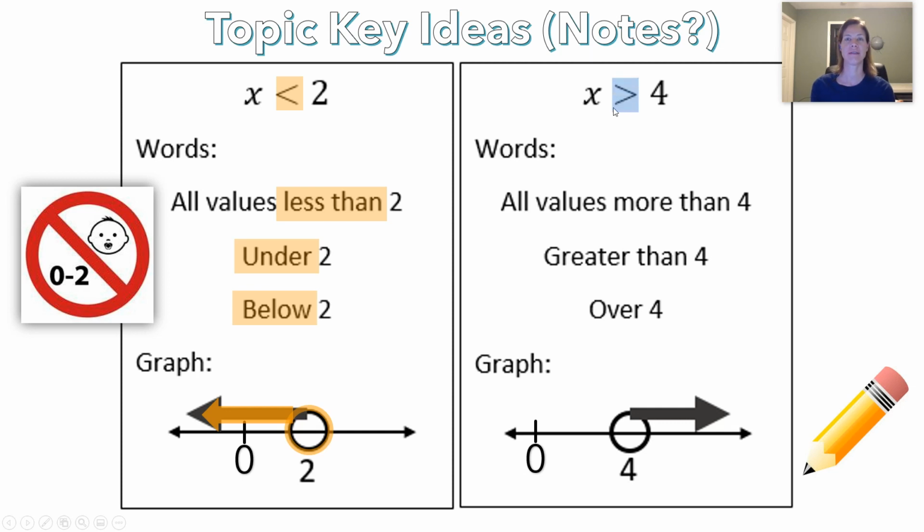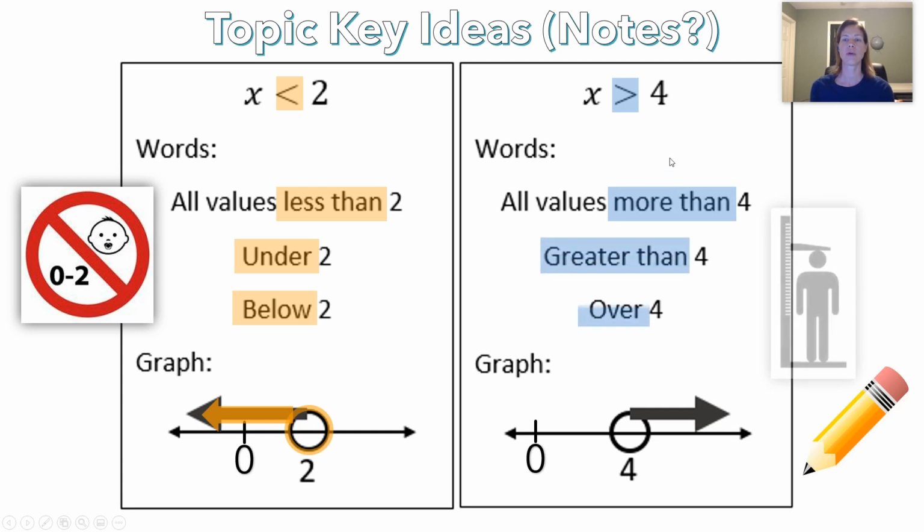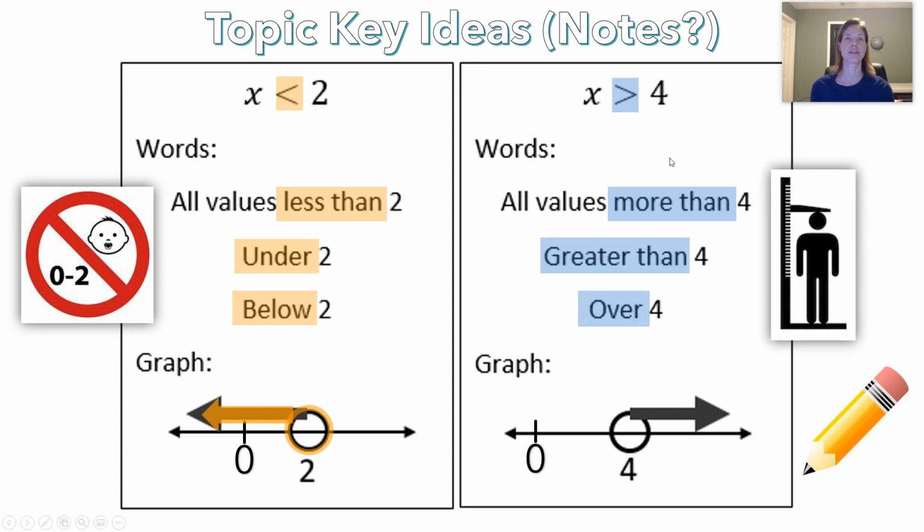Over here we have the greater than sign, so values are more than 4, greater than 4, or over 4. So like on a roller coaster, if you have to be over 4 feet, technically if you're 4 feet, you're not tall enough because you have to be over 4 feet. So therefore, open circle, 4 is not included, but anything greater than 4 is true.